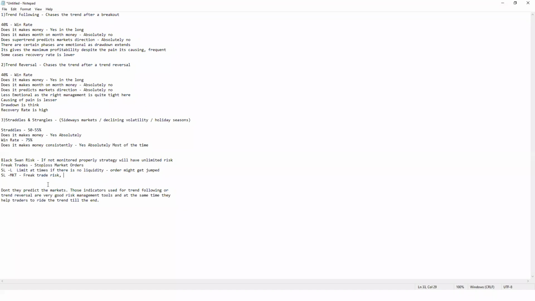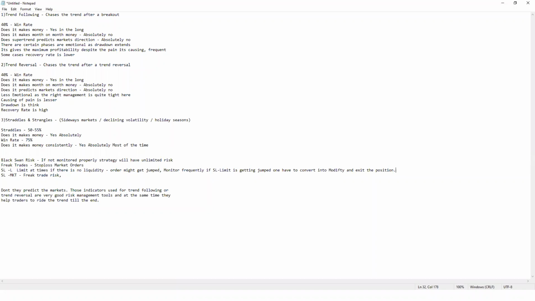So the SL market order has a free trade risk, but there's no need to worry about that. We have the SL limit order, but this also has a serious risk: one has to monitor this order frequently. If the SL limit is getting jumped, one has to convert it into a market order or something like that. You have to consider modifying the order, modify and exit the position. That is what one has to do.